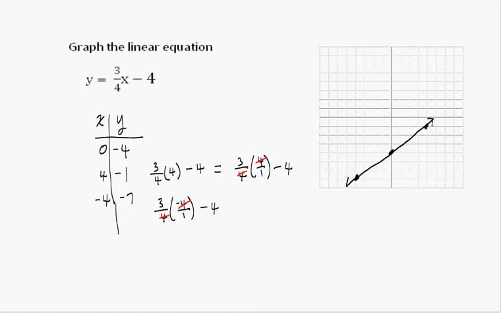Now you won't have to graph this by hand. Let me show you how you do this in MyMathLab. So the points that I'm going to plot, and remember, it doesn't matter which of these we plot, are 0, negative 4, and then I'll do 4, negative 1.